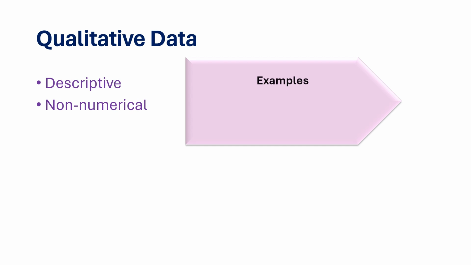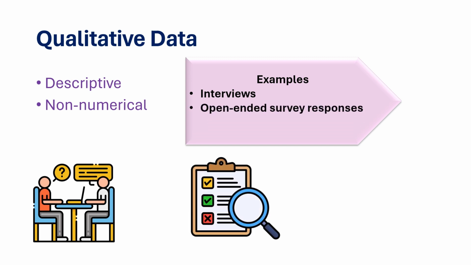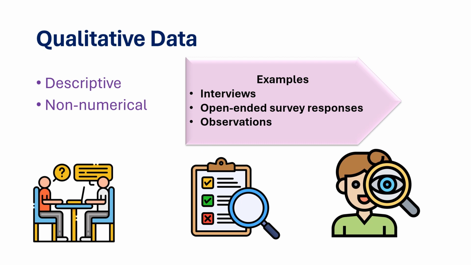Qualitative data is descriptive and non-numerical. It provides insights into the underlying reasons, opinions, and motivations behind a phenomenon. For instance, interviews are a common method of collecting qualitative data. They allow for in-depth exploration of participants' perspectives. Open-ended survey responses also provide qualitative data by allowing respondents to express their thoughts in their own words. Observations, where researchers record behaviors and events, offer another source of qualitative data. This type of data is invaluable for understanding complex issues and generating hypotheses.